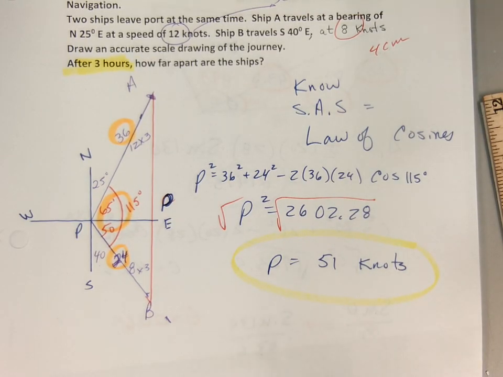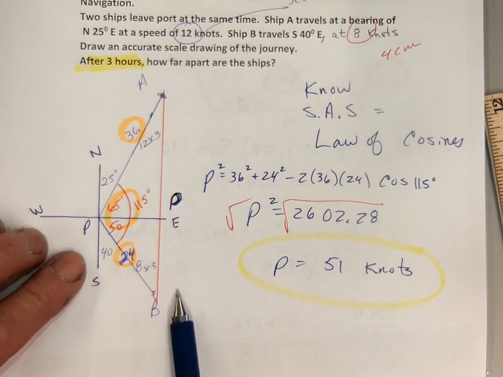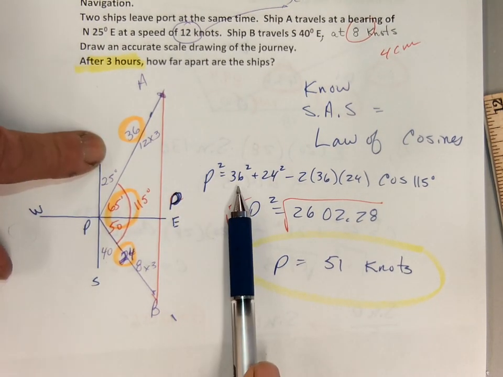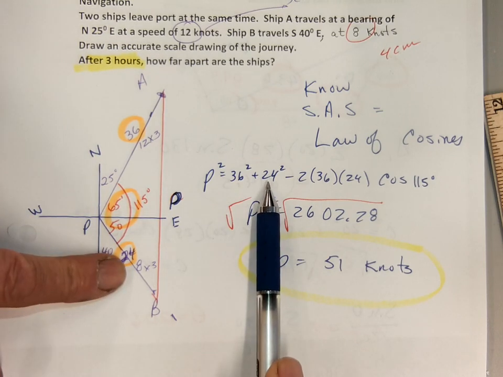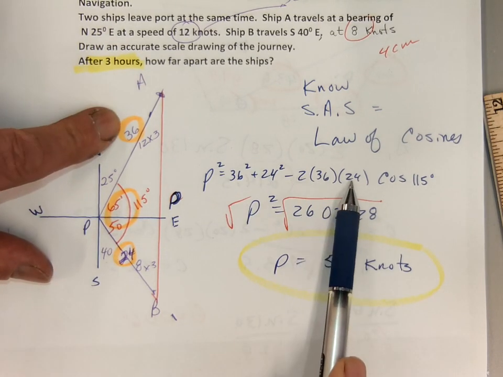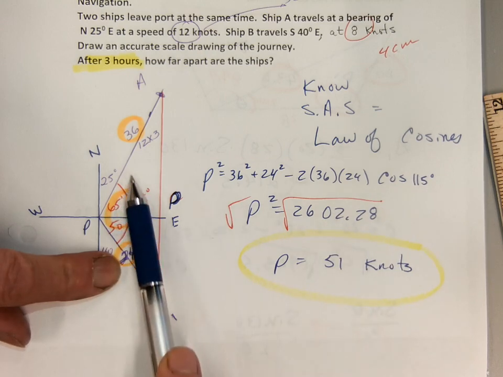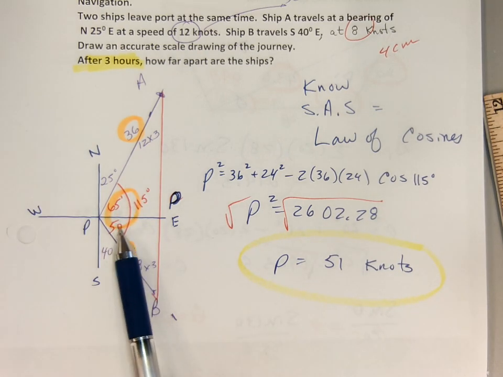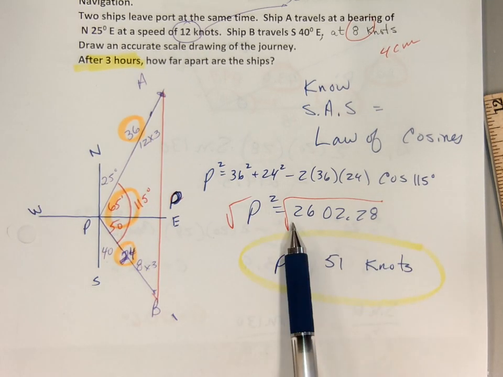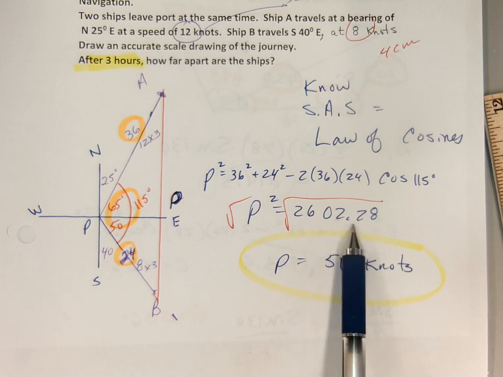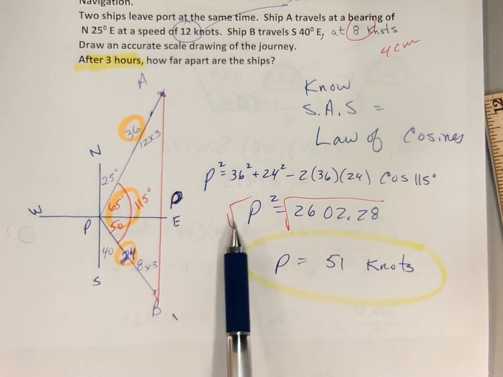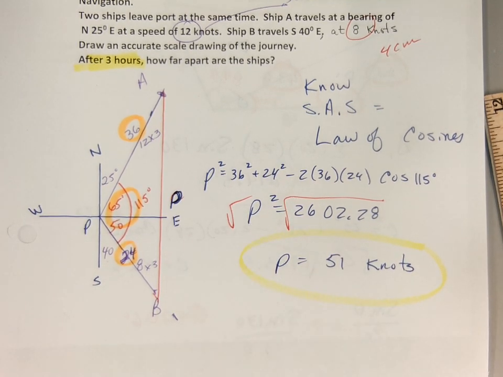Well, I just use the law of cosines. I've got my opposite squared, so this distance squared is equal to adjacent squared plus the other adjacent squared minus 2 times the adjacent times the other adjacent times the cosine of the angle. I put that in my calculator. I got about 2,602, and I took the square root of that because it's squared. I got about 51 knots. Okay, so that's question 1. Not too bad, just takes a while to draw correctly.